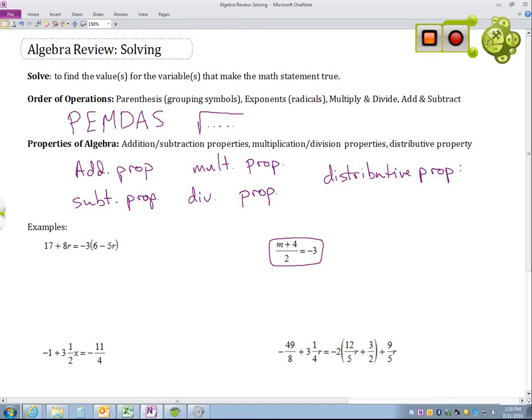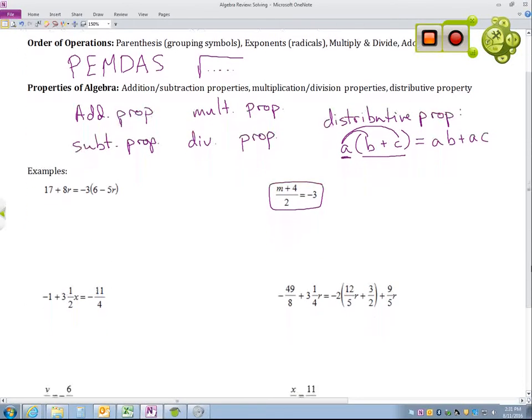Okay, and I'll go ahead and write that one out. So if we have, now A, B, and C here are all numbers. If we have some value that's multiplied by something that is inside a grouping symbol, like the parentheses, then we take whatever is on the outside and we distribute it. We multiply it by everything that's on the inside. So this becomes A times B plus A times C, whatever those values happen to be. All right, so let's go ahead and look at some examples here.